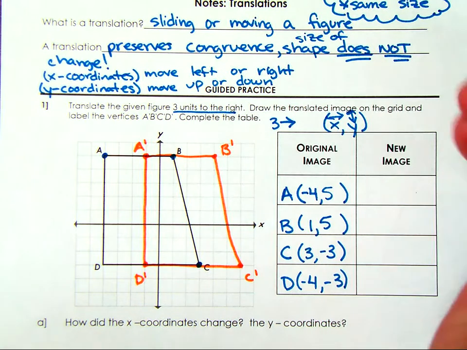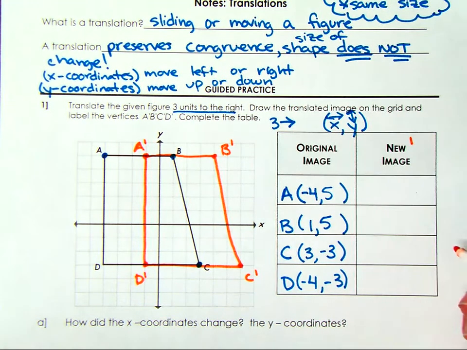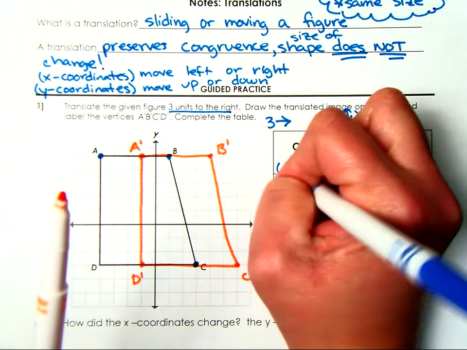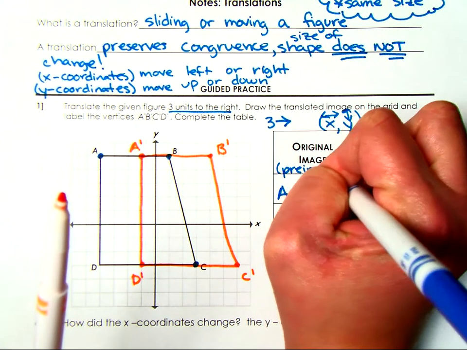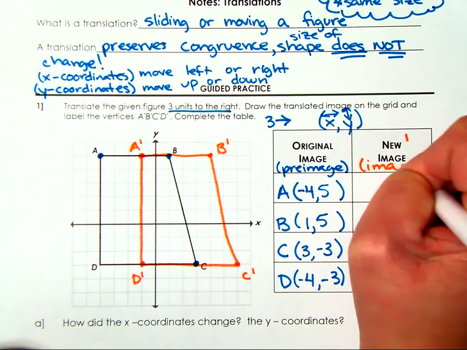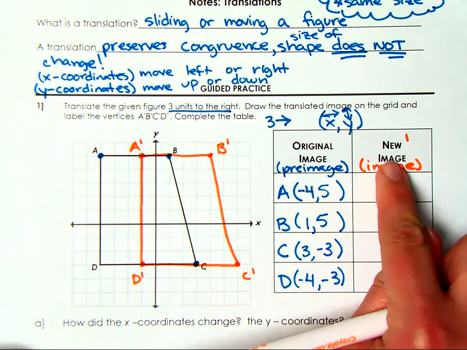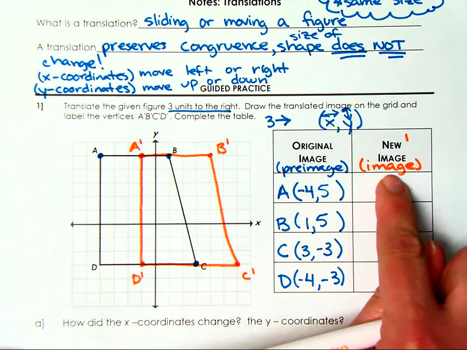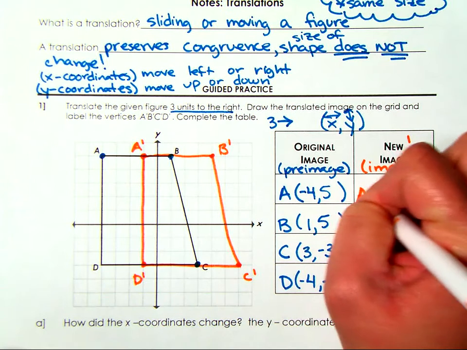Okay? So my new image is with my apostrophe. So we can call this original image. Sometimes you'll hear them say pre-image, and then they'll say this one is image. So just so you know, if they don't say original image or new image, you might see the words pre-image, which means the original, and image just means the new. So something to think about.